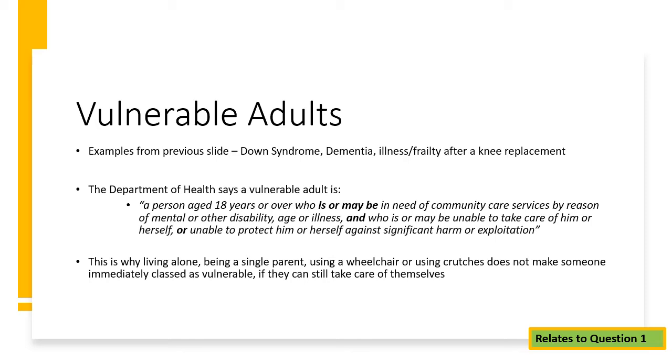So the Department of Health says a vulnerable adult is a person aged 18 years or over who is or may be in need of community care services by reason of mental or other disability, age or illness, and who is or may be unable to take care of him or herself, or unable to protect him or herself against significant harm or exploitation. So this is why living alone, being a single parent, using a wheelchair or using crutches does not make someone immediately classed as vulnerable if they can still take care of themselves.